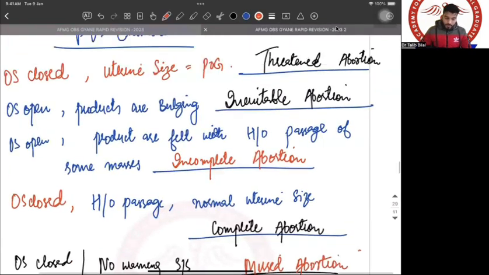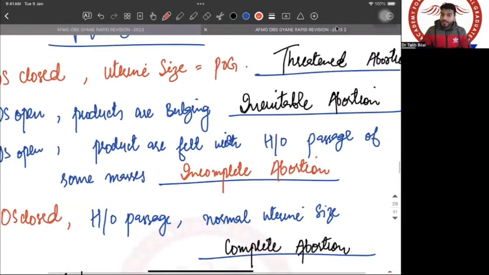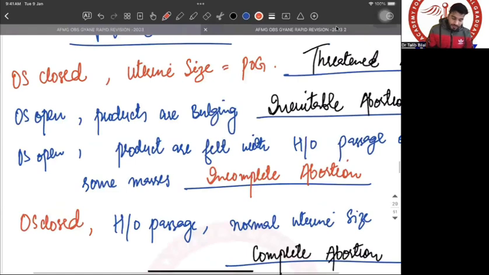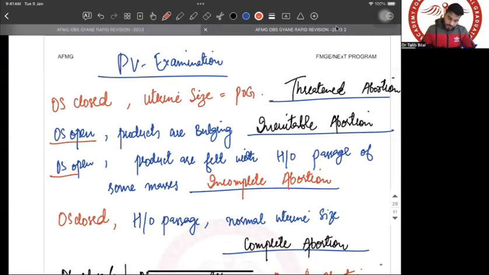So guys, you have to remember two things first: the conditions having the os open. One is inevitable, the second one is incomplete abortion. So you can rule out the other things. If the products are bulging or can be felt, and the patient is not giving any history, then it's inevitable abortion. And if the os is open and the patient says I have a history of passage of some masses, then it is an incomplete abortion.